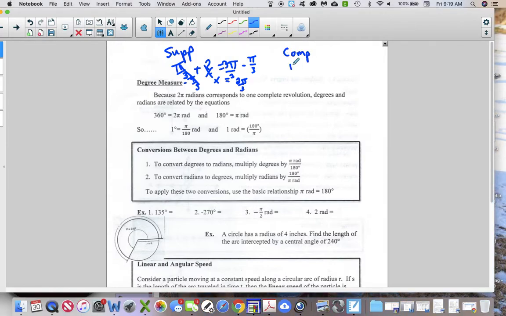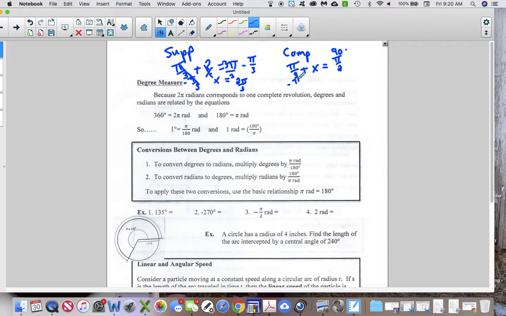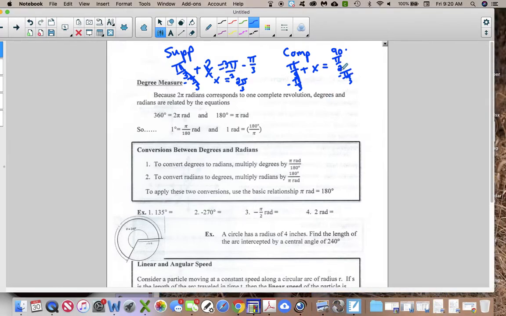The complement of pi over 3, I said, was pi over 6, but we're going to show you why. Pi over 3 plus something, let's call it x, equals pi over 2, because complement is 90 degrees. So they have to add up to be 90 degrees. I don't know what this x is, but I'm going to subtract pi over 3 to figure it out. That guy cancels, so x is equal to pi over 2 minus pi over 3.